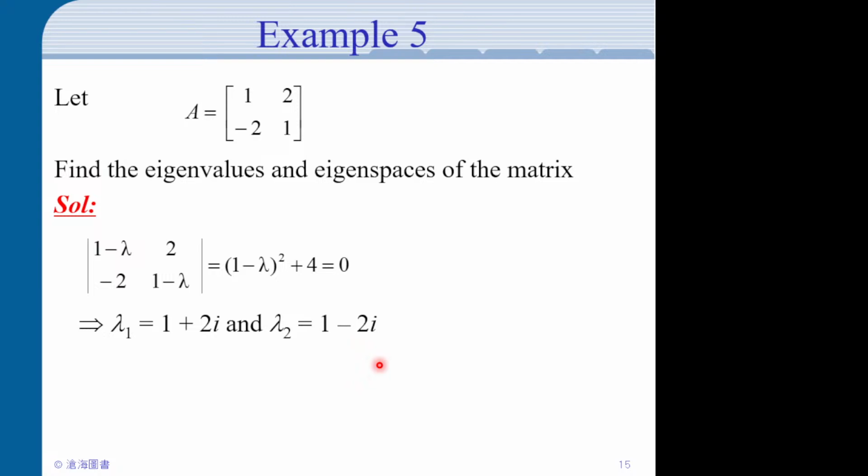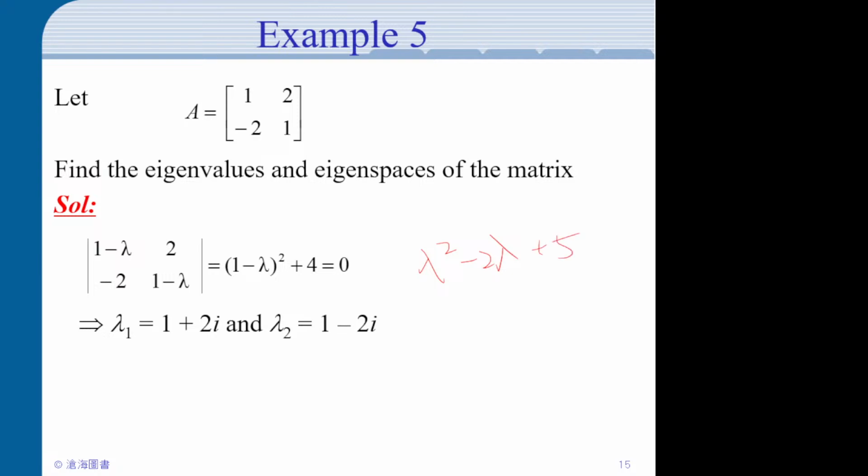Okay, now this is more complicated because it has a complex value. We have a very simple A, and A is 1, 2, minus 2, 1. Once again, we solve our characteristic equation, the determinant of 1 minus lambda, 2, minus 2, 1 minus lambda. It is the diagonal squared, 1 minus lambda squared, and minus minus 4, so plus 4. If we expand all this, then it's lambda squared minus 2 lambda plus 5.